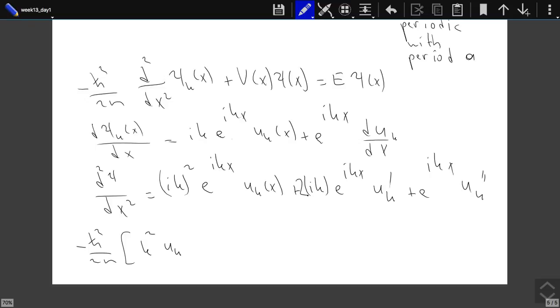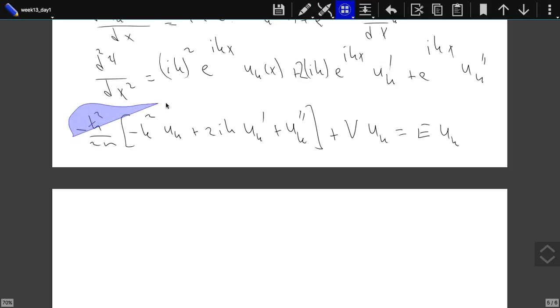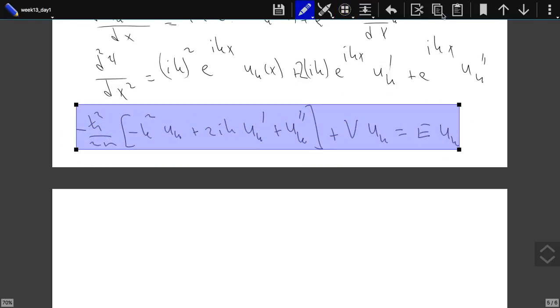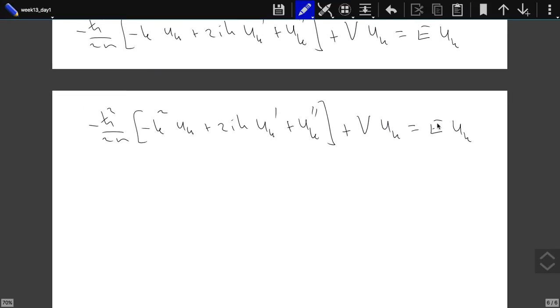And the second one is minus k squared u_k plus 2ik u_k prime plus u_k double prime plus V times u_k, this is equal to E times u_k. This is the equation that we need to solve. And of course now the energy will be a function of k also. Now we have to solve this equation, find possible values of E.